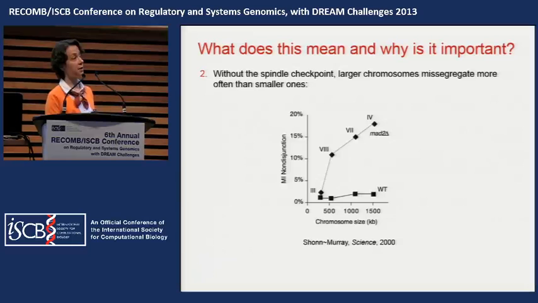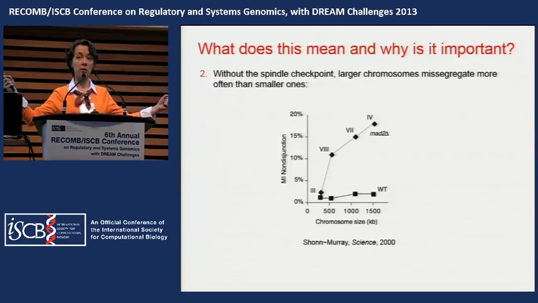The other cool thing is that without the spindle checkpoint, which is the mechanism to make sure that the spindle attaches properly, it was shown 10 years ago that larger chromosomes missegregate more often than smaller ones. The authors of this paper speculated at the end that this could be caused by the fact that recombination occurs further away from the centromere on larger chromosomes, and the centromere is more mobile in space and has more trouble binding the spindle. We are basically confirming their hypothesis.